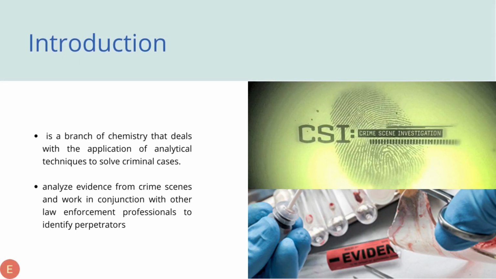In the introduction, we will talk about the definition of forensic chemistry. Forensic chemistry is a branch of chemistry that deals with the application of analytical techniques to solve criminal cases. Also, it analyzes evidence from crime scenes.